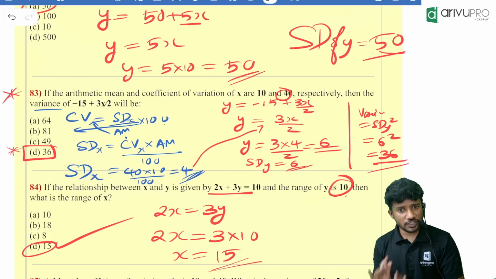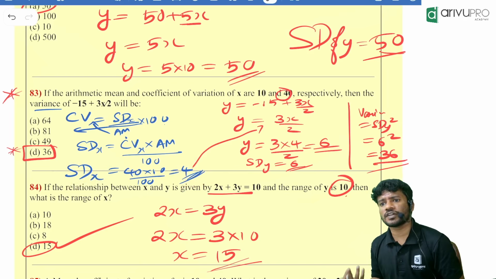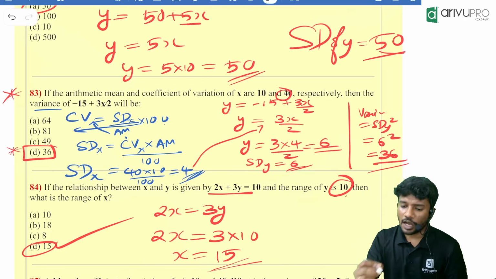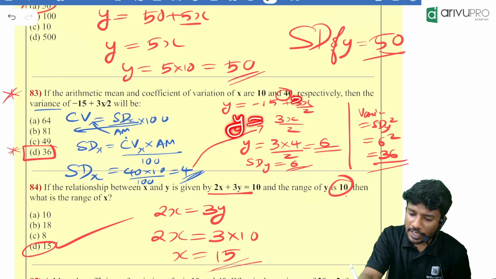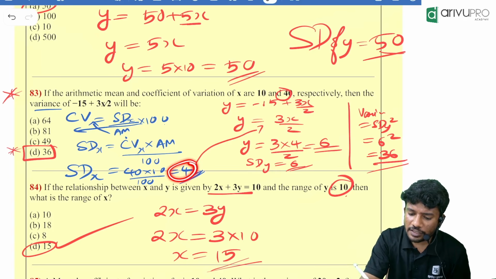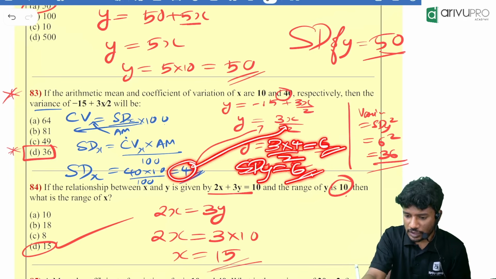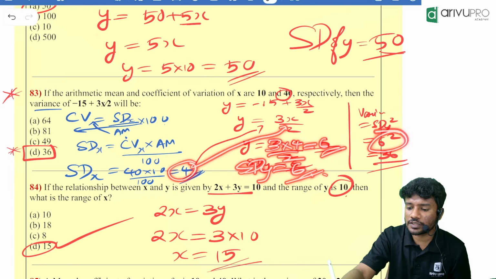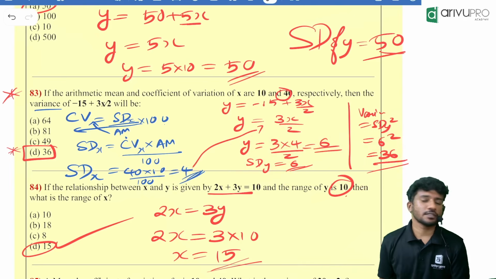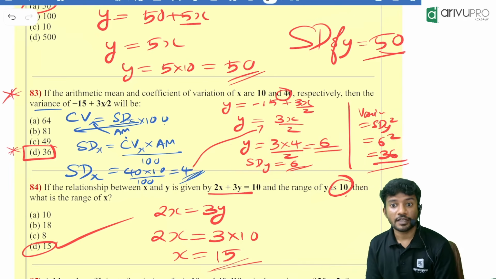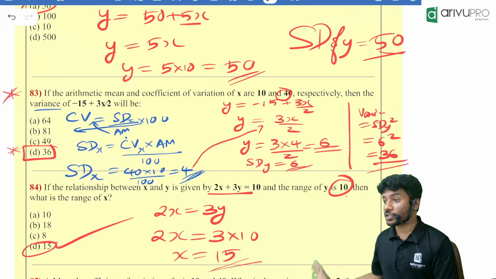4. Once you have standard deviation of x, can you find standard deviation of y? Yes. How to do that? Y is equal to, directly I can write 3x divided by 2. Instead of x, you will put what? 4. It will become 3 into 4 divided by 2, which is equal to 6. So standard deviation of y is equal to what? 6. Then variance is how much? 6 square, which is how much? 36. Good question.